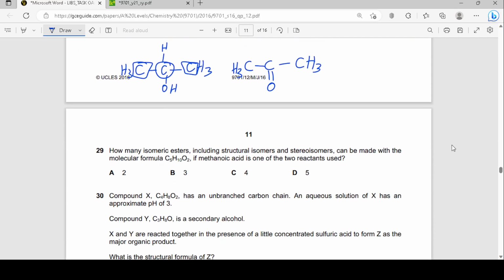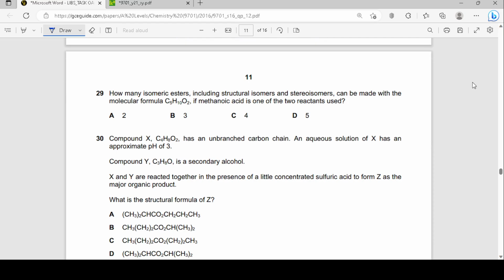All right. Next, how many isomeric esters, including structural isomers and stereoisomers, can be made with the molecular formula C5H10O2 if methanoic acid is one of the two reactants used?